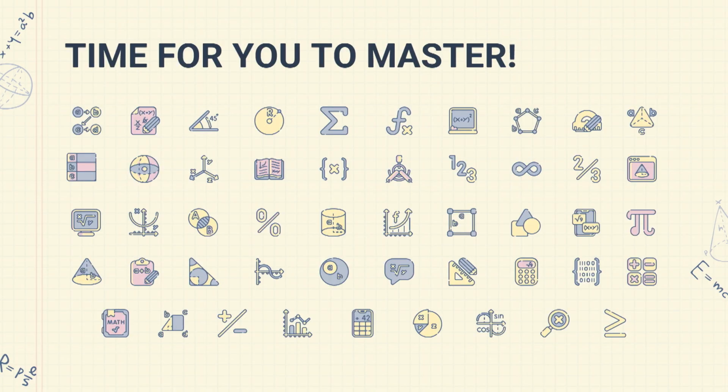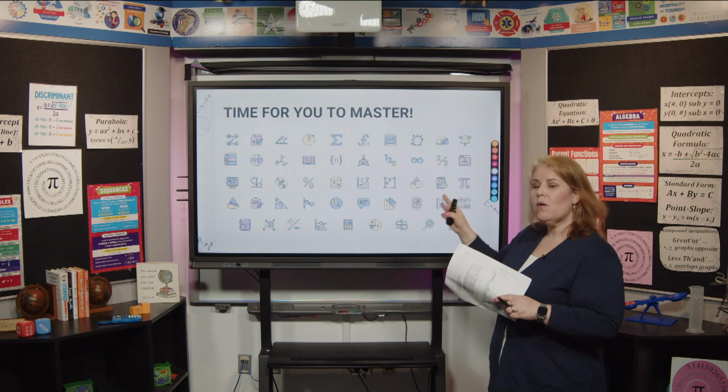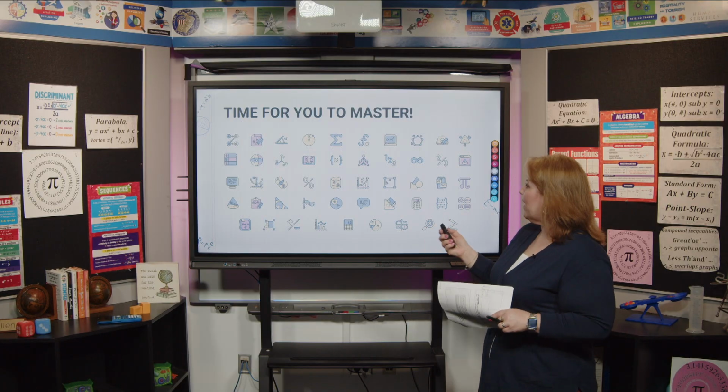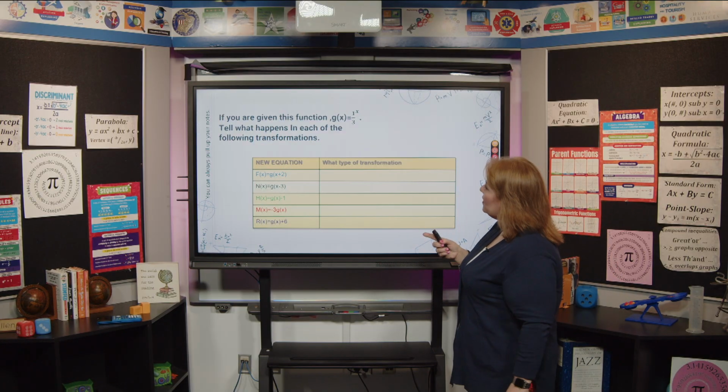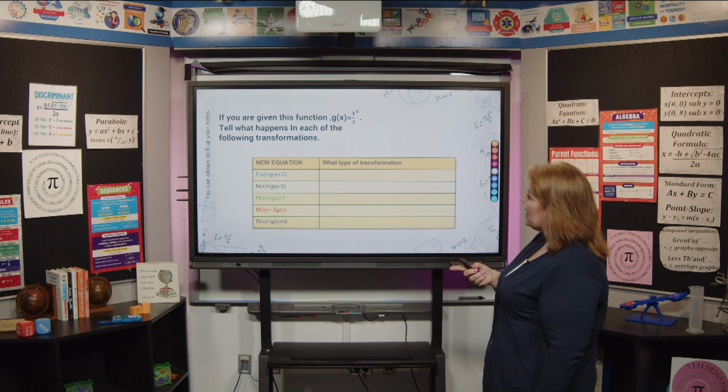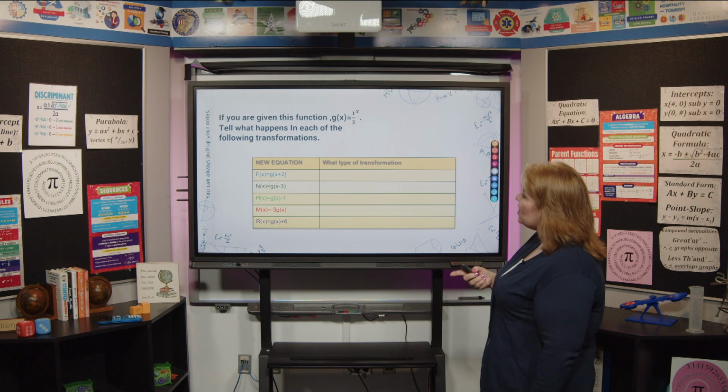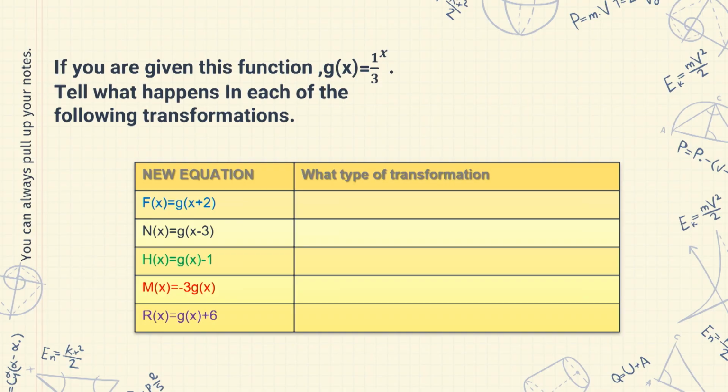Time for you to master. Now let's take everything we've learned about growth or decay, going horizontal left and right, or going vertical up and down, and let's put all that together and see what we can do about these problems. All right, so here we go. If you are given the function g of x equals 1/3 to the x, tell what happens in each of the following translations. You can always pull up your notes. So go ahead and pause the video. You or you and your table partner work this table and then come back to me and let's see what we got.